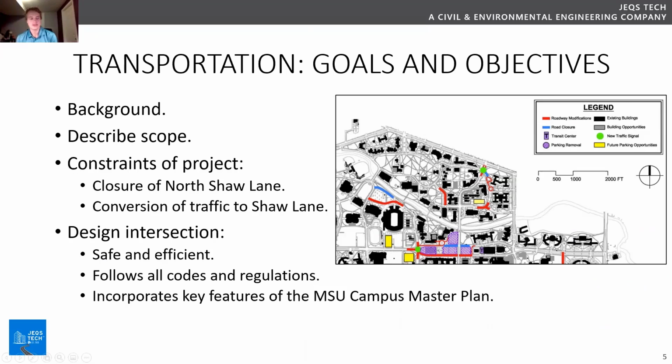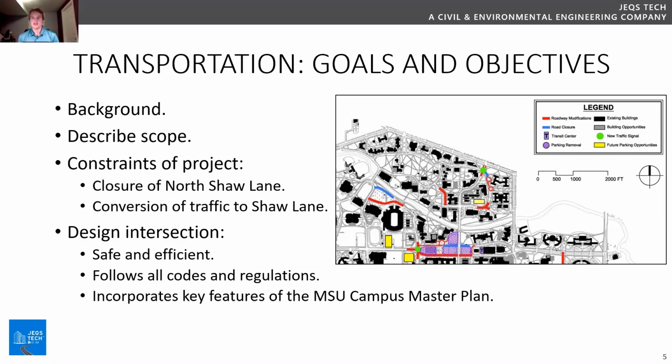Thank you, Edward. My name is Joshua Benson, and I am the transportation engineer on this project. As Edward was talking about the scope of this project, it consists of this segment of roadway from Chestnut Road to just a little bit east of Red Cedar Road. As he was saying, there's going to be a closure of North Shaw Lane and the conversion of all traffic heading westbound on North Shaw Lane to South Shaw Lane. So what are we going to have to do about the traffic all being converted into one roadway?